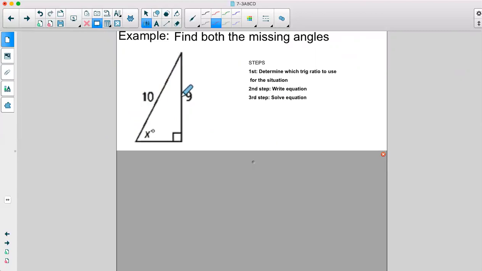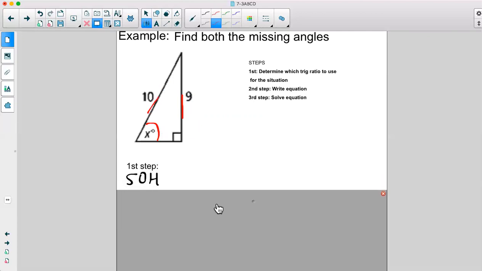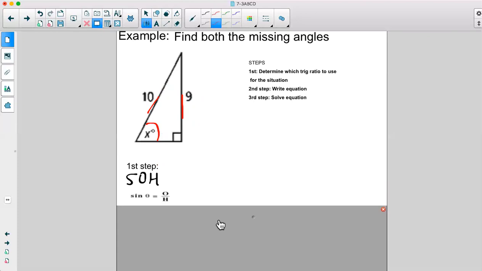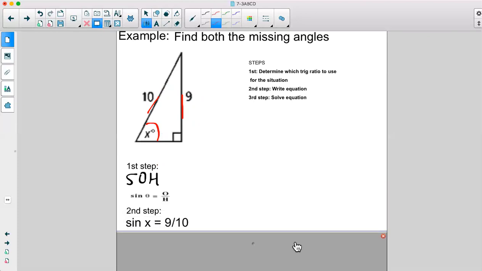What if we want to find both missing angles? Well, the first step's the same. What trig function involves an angle, the opposite leg, and the hypotenuse? That would be SOH. Sine of an angle equals the opposite leg over the hypotenuse. Second step, we write our equation. The sine of an angle equals opposite over hypotenuse.